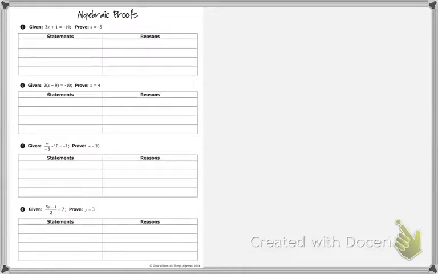Alright, so here are blank algebraic proofs for us. Let's see if we can handle these. I'll do 1 or 2, and then we'll do some more in class. Let's go with the basic, let's go with number 1. So we know that the first step is always going to be the given. That means here we write 3x plus 1 equals negative 14. So that's our first step.